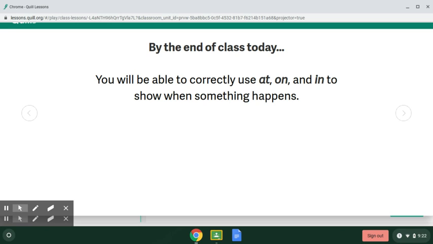This week we are going to be talking about prepositions. Prepositions are a type of word like a noun or an adjective or a verb. A preposition has a couple of jobs. Today, we're going to focus on one type of preposition that tells us when something takes place. So, the three little words we're going to focus on, the three prepositions, are the words at, on, and in. Those are three prepositions that we use to show when something happens.